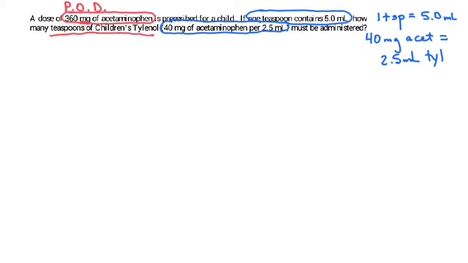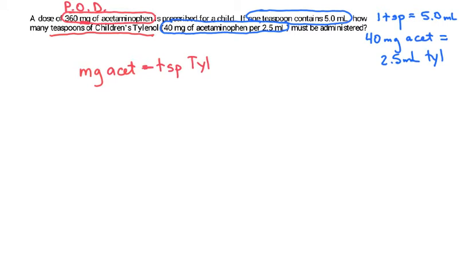So let's make a roadmap for what we're trying to do. We're going from milligrams of acetaminophen into teaspoons of Tylenol. If we look and see what conversion factors we have, there's no direct conversion factor that's going to get us from milligrams of acetaminophen to teaspoons of Tylenol in one step. None of our conversion factors have milligrams of acetaminophen on one side and teaspoons on the other side. So this is going to be a multi-step problem.